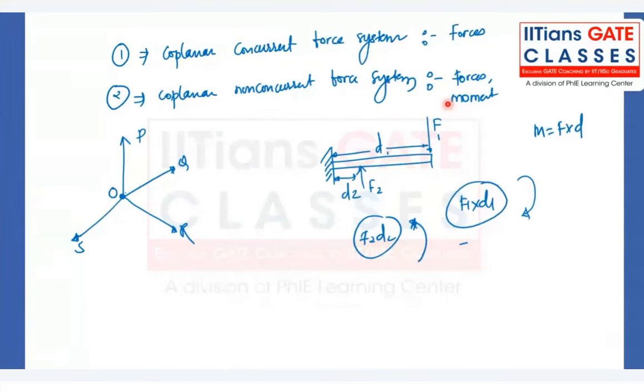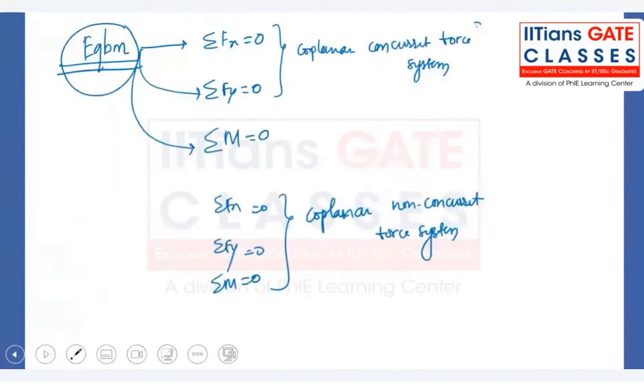Depending on this, whether you have a coplanar concurrent force system or a coplanar non-concurrent force system, you have to understand which equations of equilibrium you have to apply and solve the problem. Because in a coplanar concurrent force system, there are no moments, so you can just use these two equations of equilibrium. Okay.